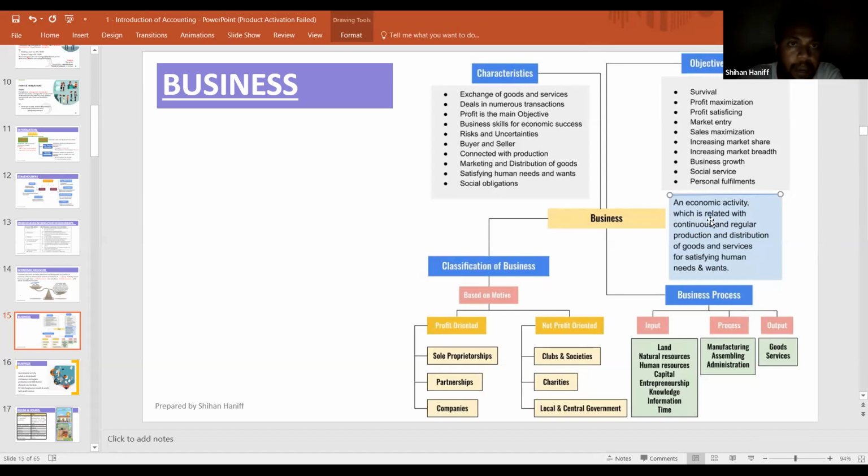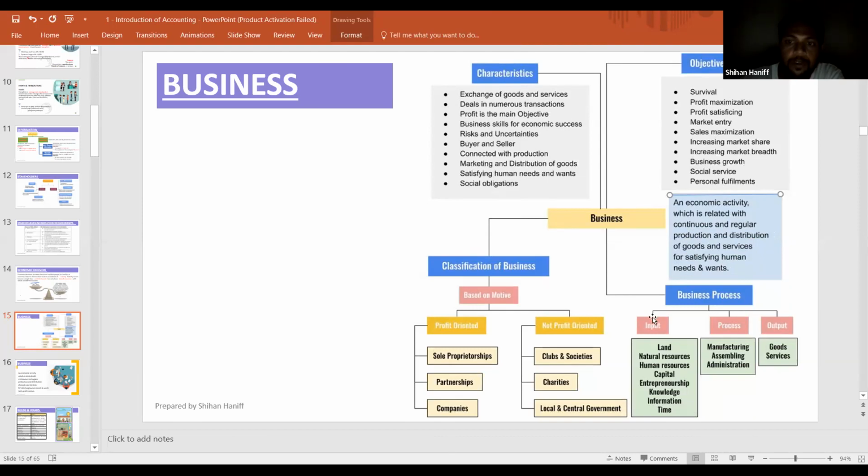So if somebody buys, let's say you go and buy 10 books and you sell them, it's a one-time transaction. So that is not a business. For a business, there should be continuous and regular production and distribution. It could be goods or services. Production and distribution of goods and services for satisfying human needs and wants. So we call it a business.